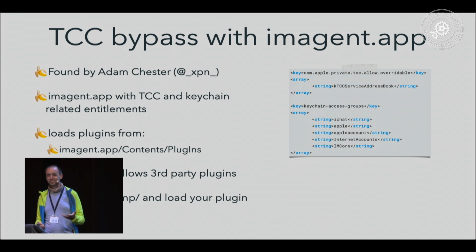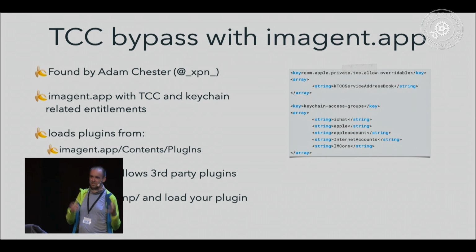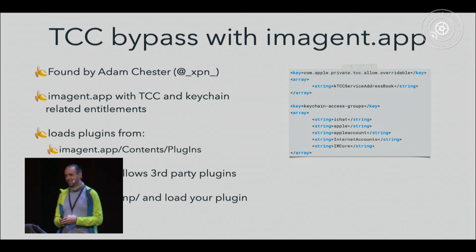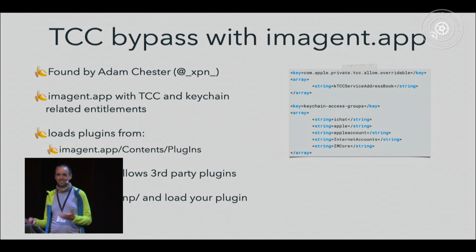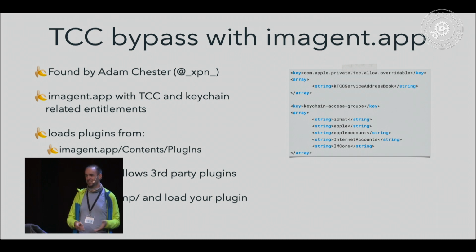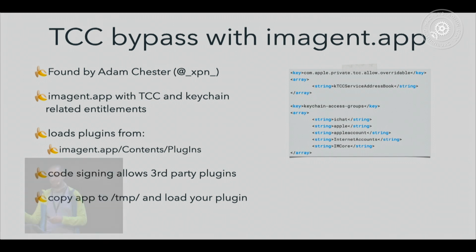What Adam found is that this application can load plugins from the Contents/PlugIns directory of its own bundle, and that its code signing allows third-party plugins. But the issue was that this application resides on the system partition, so you cannot just write there. But there is nothing preventing you from copying that application out, maybe to the temp directory, creating a plugin, starting the app, and boom, you access the contacts and bypass TCC and some part of the keychain.